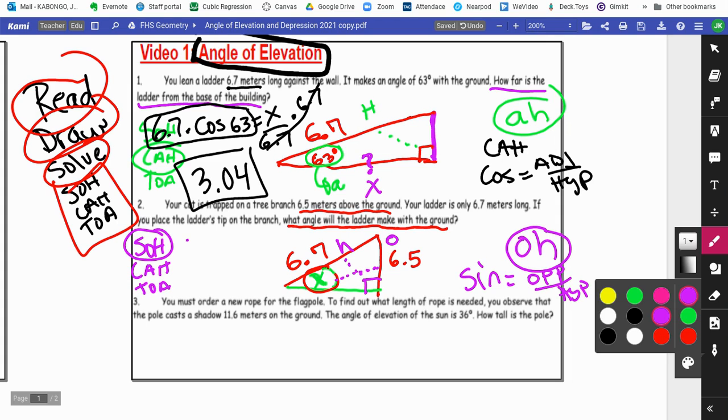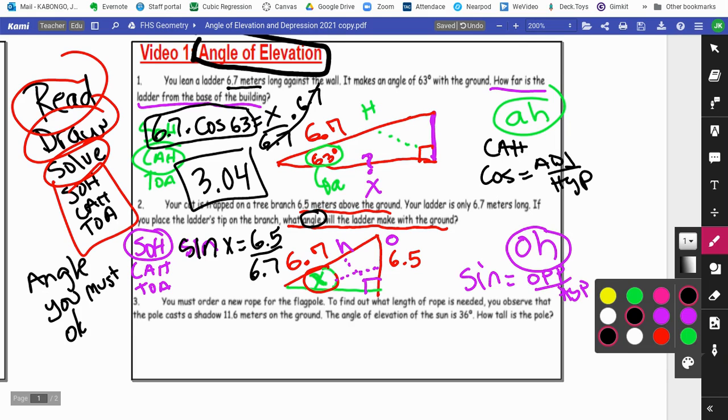All right, so let's do this. Sine of x equals, what's the opposite? 6.5 over 6.7. All right, so now, since you're looking for the angle, right? Here you're looking for angle. When you're solving for angle, you must do the inverse.